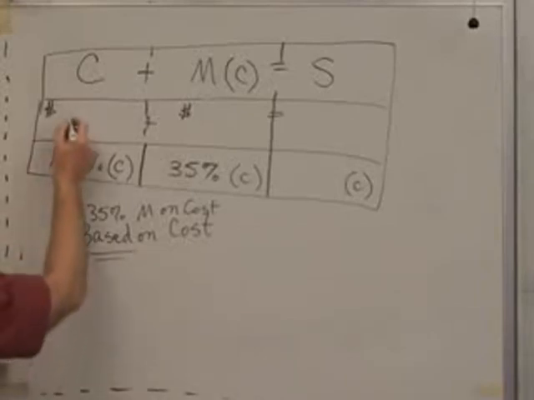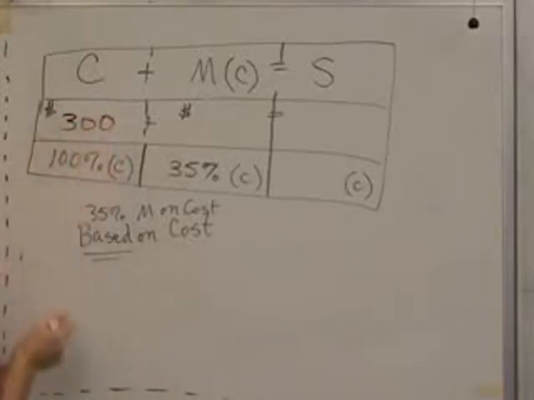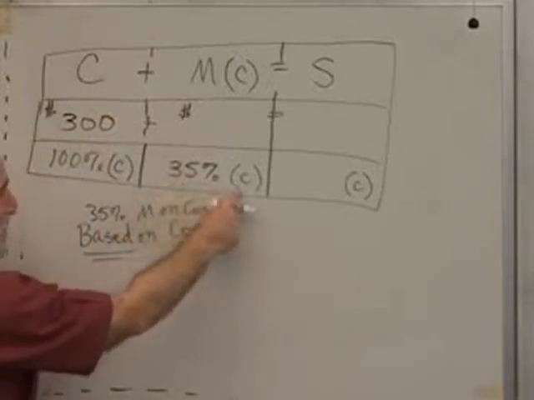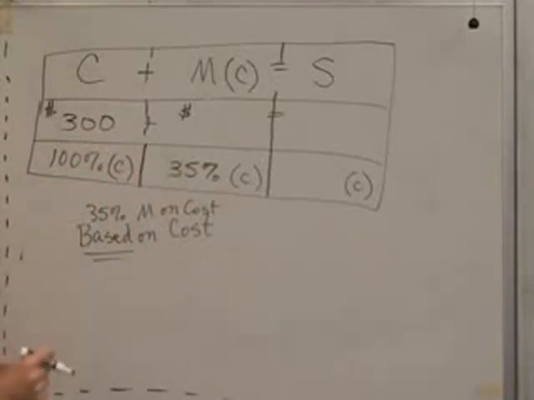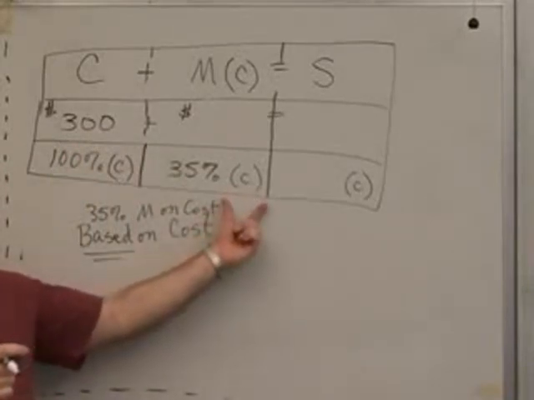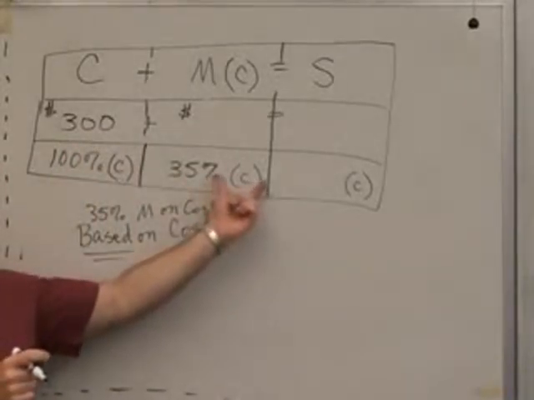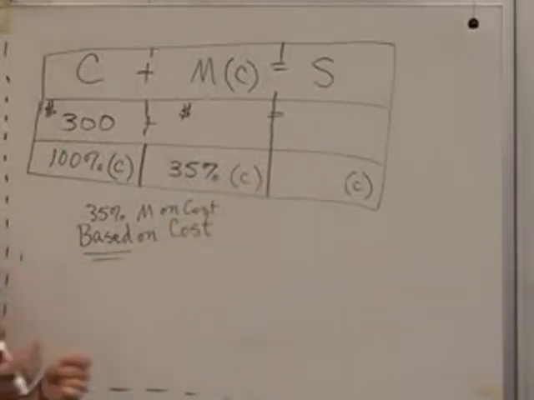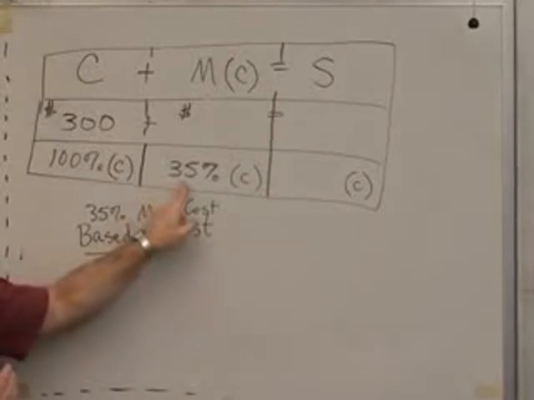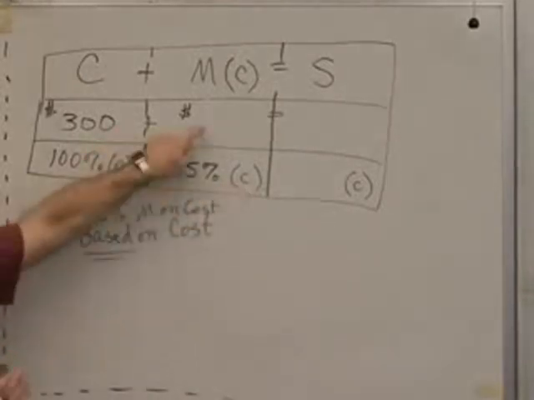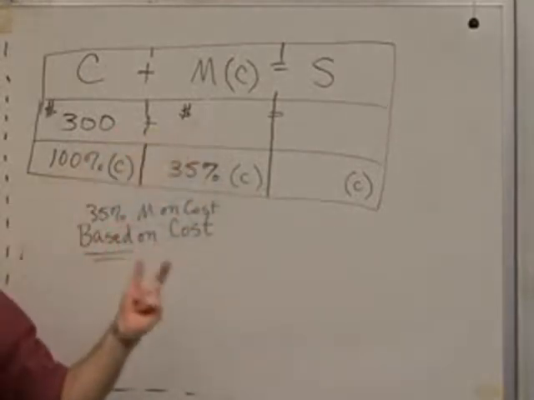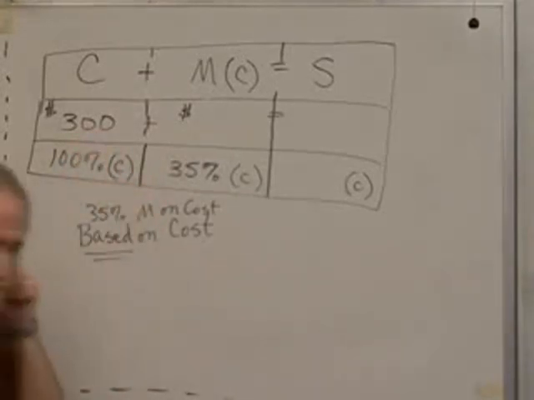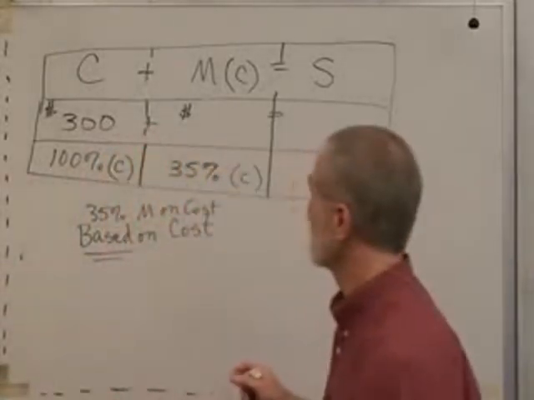Let's say we buy something for $300. We are going to mark it up 30%, 35% based on cost. Notice what this letter C does. When you see something in parentheses next to something else, what does that mean mathematically? It means multiply. So if we take 35% times the cost, that'll give us the margin. The margin is 35% times the cost. So everybody punch in 300 times 35%.